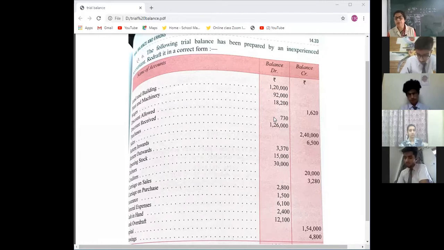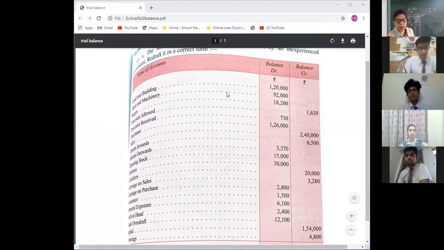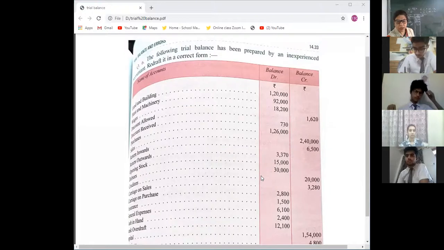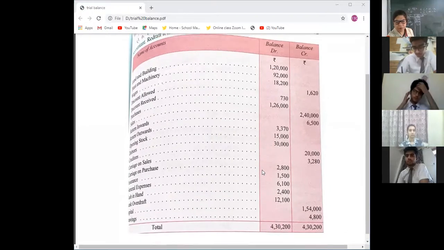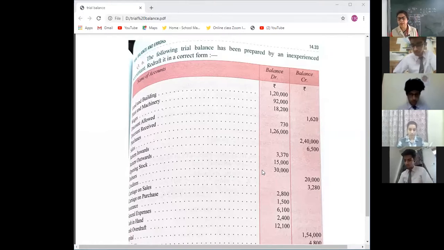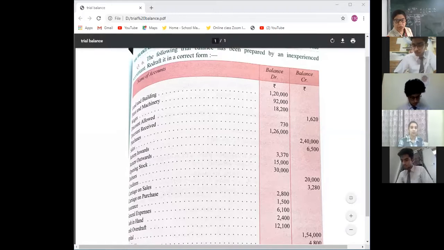Now be careful. Don't show closing stock in the trial balance. Yes. Now children, start to make. Yes, please start to make. Priyanshi, start to make the redraft or the correct trial balance and then we will discuss the answer. Those who want to note down the question, they can.